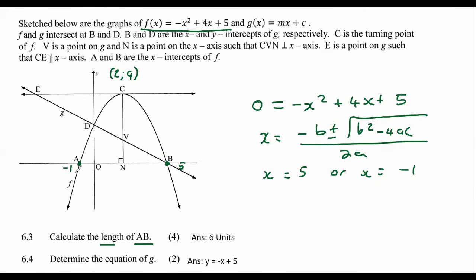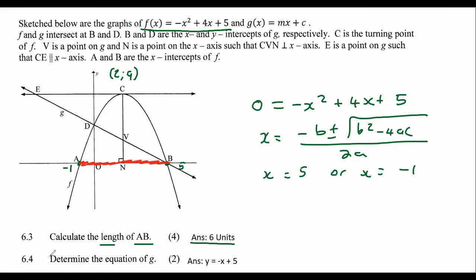Okay, so the length of AB, you can use the distance formula if you want, but it's unnecessary. The reason it's unnecessary is that this is horizontal. So we can easily say the distance from minus 1 to 5 is just going to be 6 units. And so there the answer is 6 units.